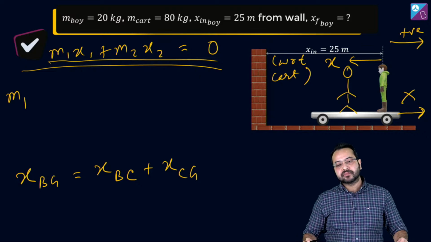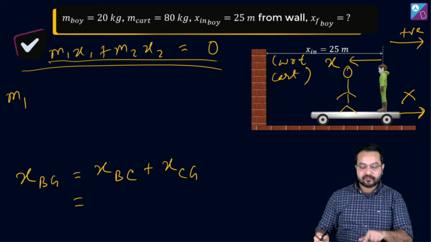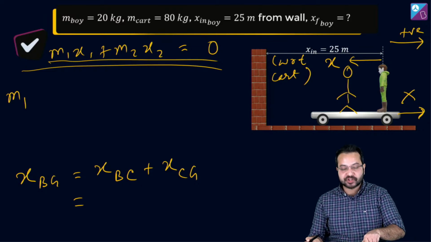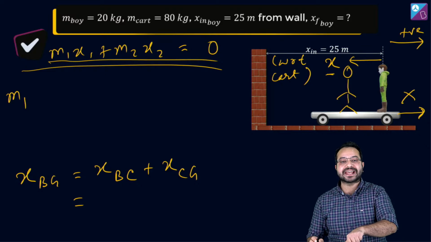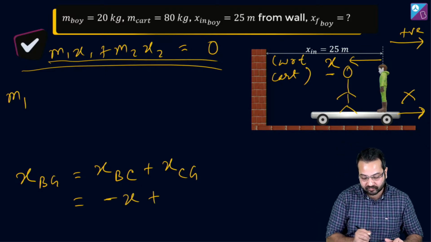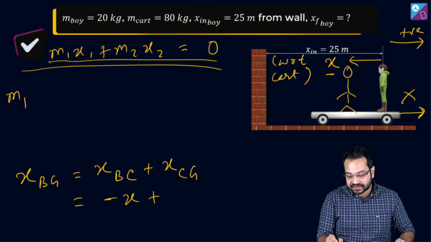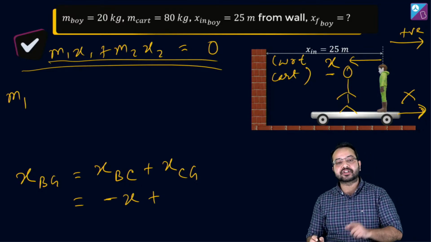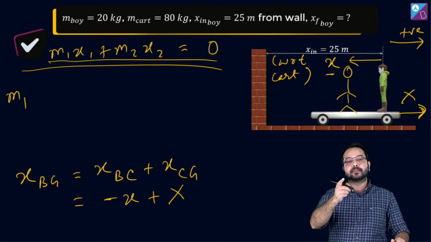Okay, simple relative motion equation. The displacement of the boy with respect to the ground is equal to the displacement of the boy with respect to the cart. The displacement of the boy with respect to the cart is x, but in what direction? In the left direction, so I'm going to write it as minus x. Plus the displacement of the cart with respect to the ground, what is it? It is capital X, in the rightward direction. So this becomes minus small x plus capital X.